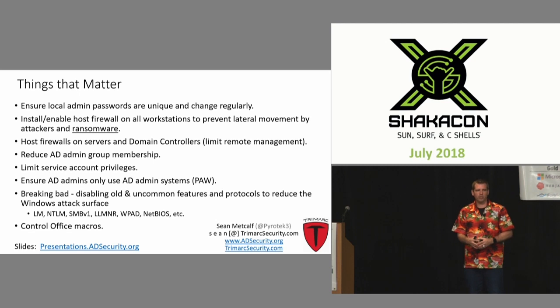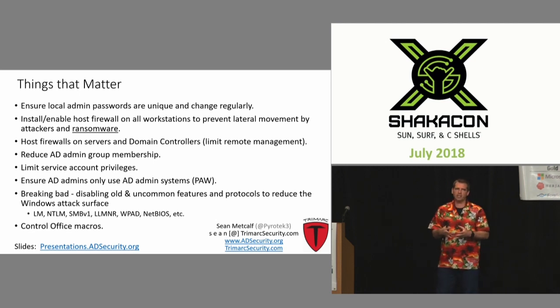So we want to make sure that we are firewalling and protecting, limiting the communication between systems that need to have communication between them, and restricting and preventing communication from other systems that don't need it. And then disabling old and uncommon features and protocols really matter. Things like getting rid of LM, NTLM, shifting up to NTLMv2, turning off SMBv1 in the environment.